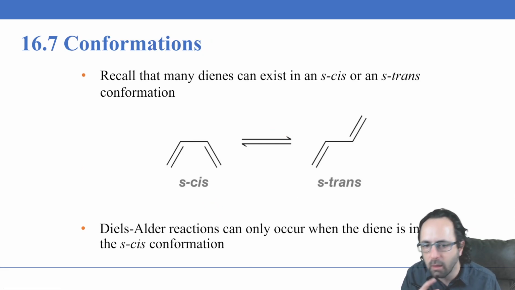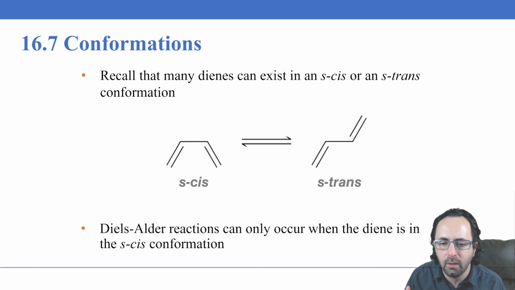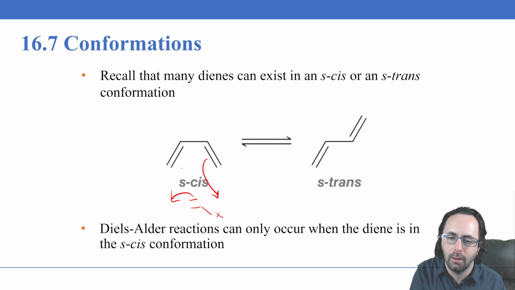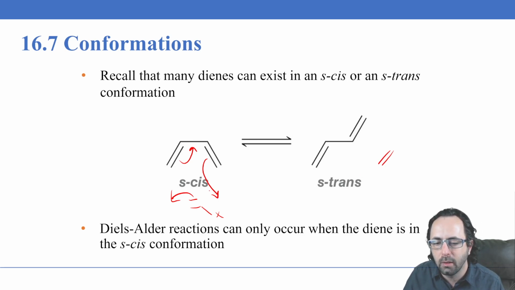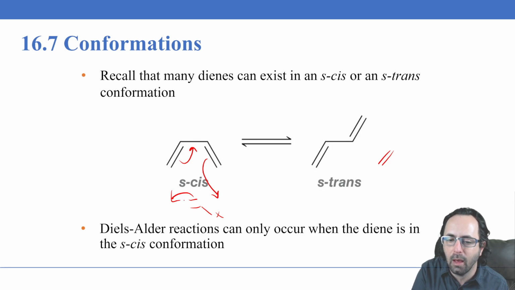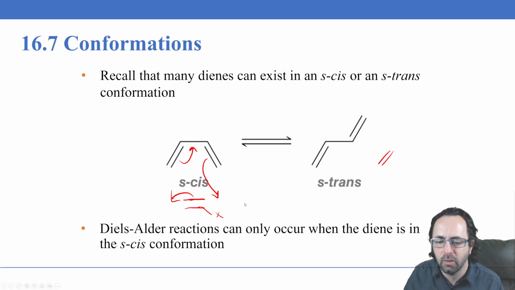So in terms of the conformations, recall from our previous lecture that dienes can exist in the s-cis or the s-trans conformation. But for the cycloaddition to occur, the diene must be in the s-cis position, so we can have that necessary movement of electrons, right? If we have this, it needs to go like that, and like that, and like that. But that can't happen if we have the s-trans. They're just too far away. And so we need the diene to be in the s-cis position.